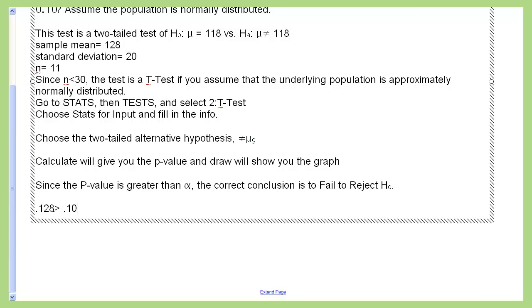And you'll find in the book where it tells you how you know to fail to reject it, or whether you accept it or whatever, and you'll find that in the book.